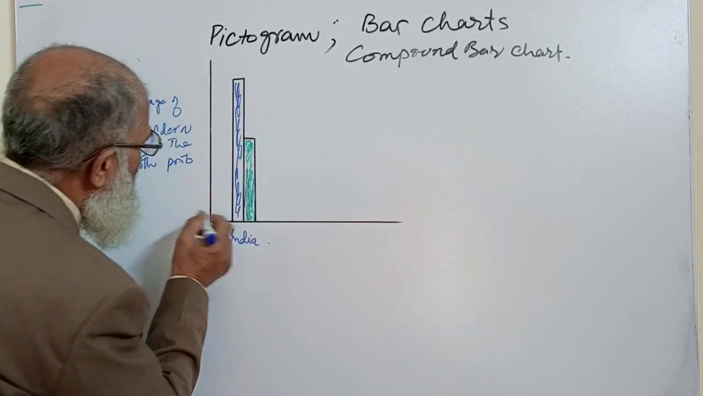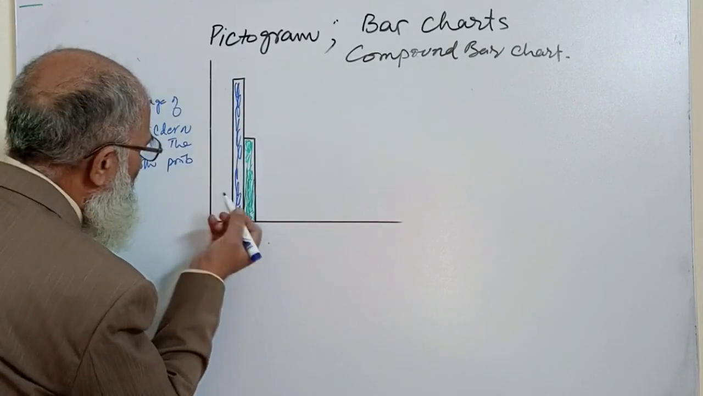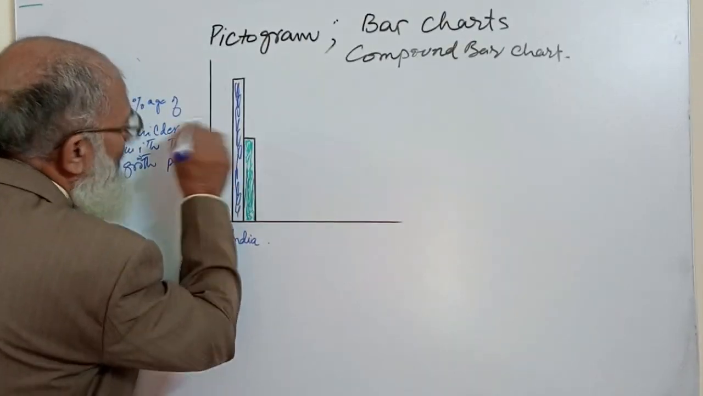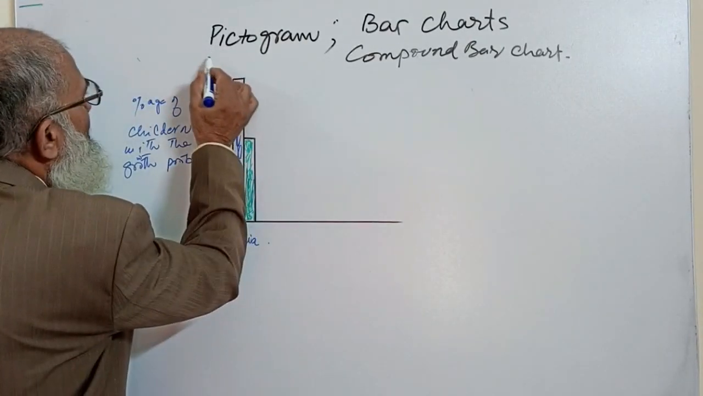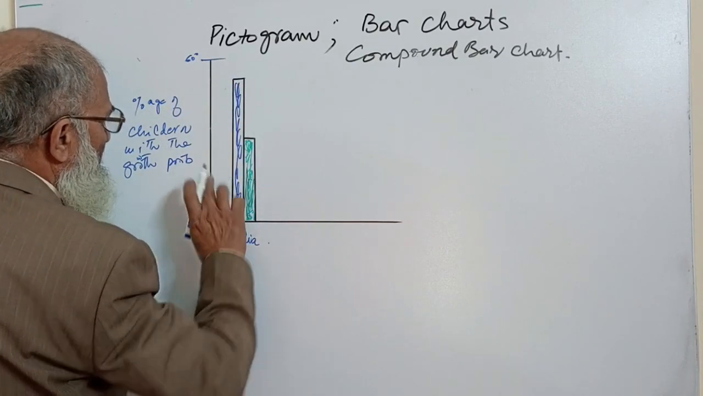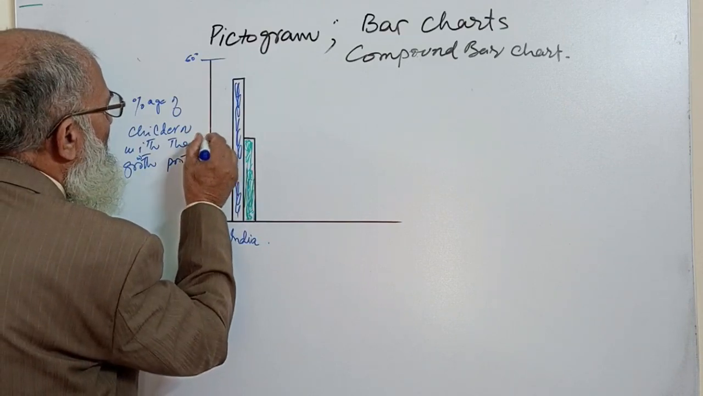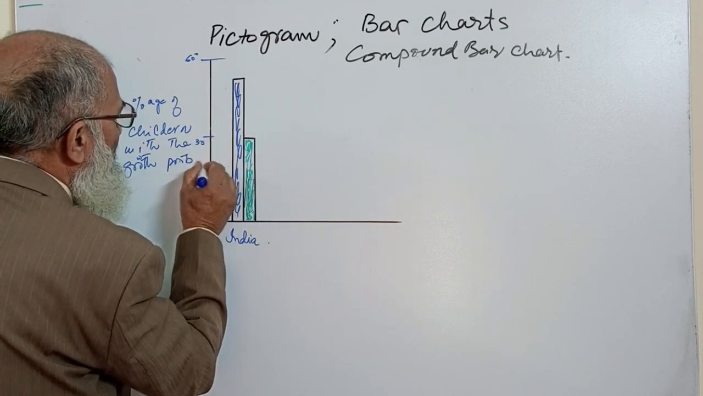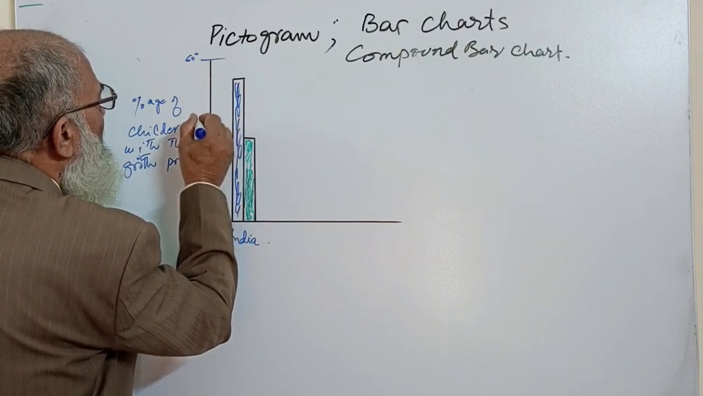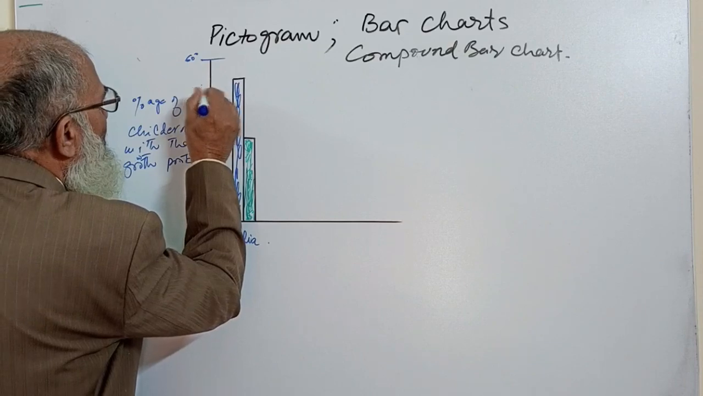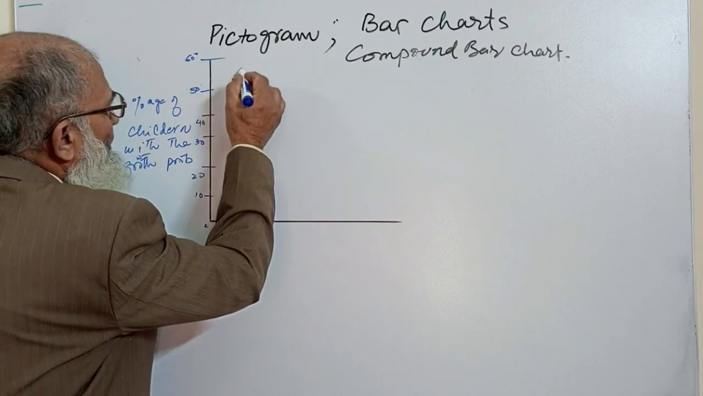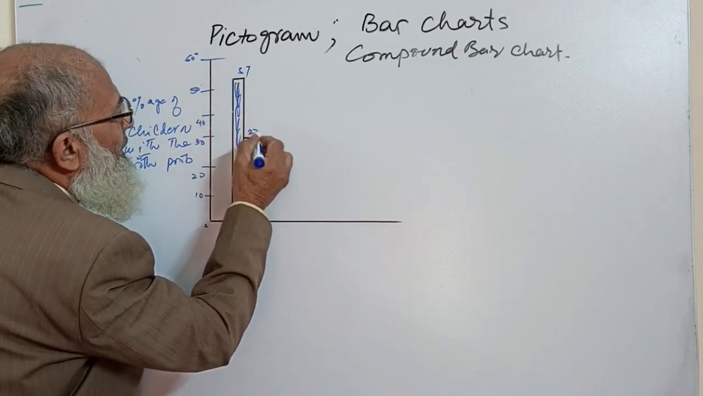Now this is starting from, obviously, 0, 10, and here it is 60, 30, 20, 40, and 50. Now this peak is at 57 and this peak is at 22.